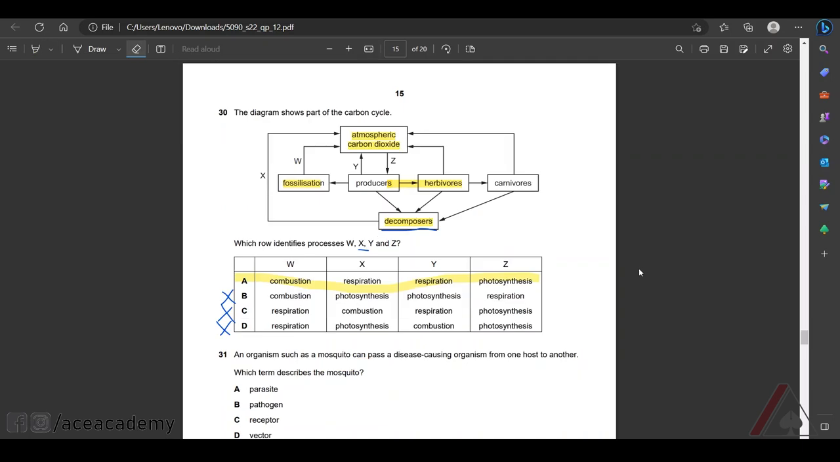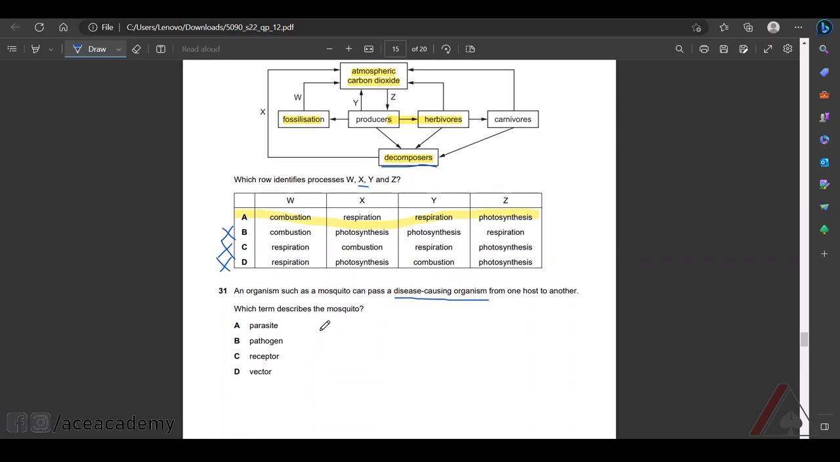Now moving on to our next question, number 31. An organism such as a mosquito can pass a disease-causing organism from one host to another. Which term describes the mosquito? Now to solve this question, we need to identify the mosquito's role in the disease-carrying cycle. It basically acts as an intermediate host. What it does is transfer the pathogen, the disease-causing organism here, from an infected host body to an uninfected host body. Now let's see which term in our options best describes the mosquito.